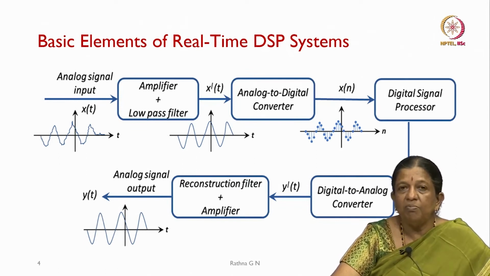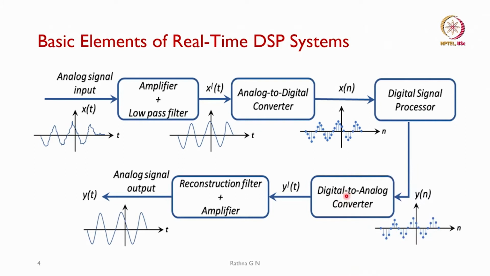Then if it has to be converted back to the analog domain, we have to pass it through the digital to analog converter, so that we get y dash t as the output. Then we need the analog output in the continuous domain, so we do a little bit of amplification, and then we use the reconstruction filter. Reconstruction filters are usually sinc filters. If time permits, we will take it up, and then we will get the analog signal output. If we want to store digital signals in digital form, for compression or whatever, we can store them in that domain itself. Whenever we want the analog output, we can retrieve the signals and convert them back into the analog domain.